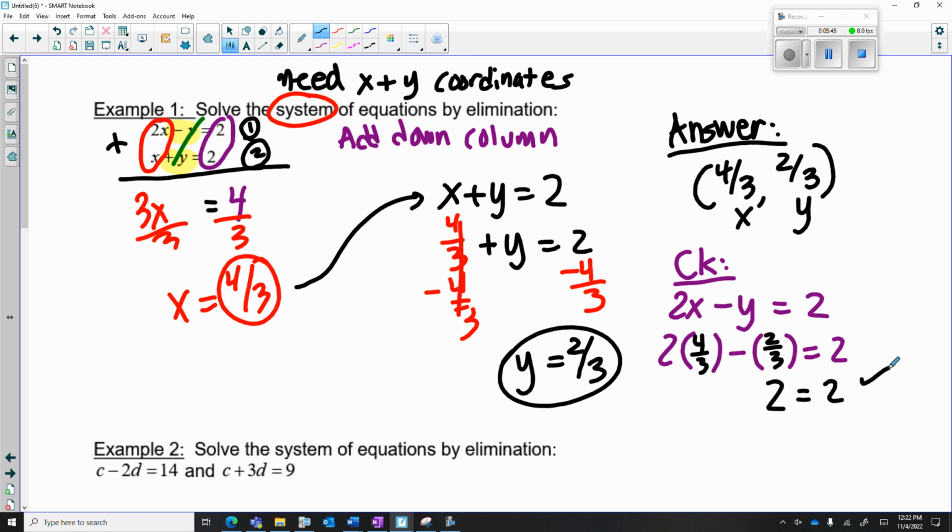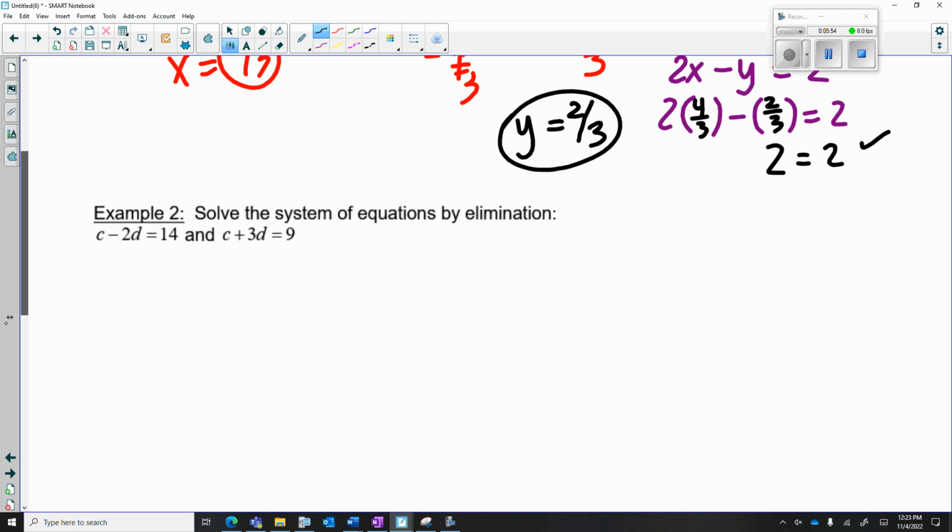So the answer can be written as a coordinate pair. It can be put in a solution set as well, like this. But notice we have x and y. All right, let's try another example. Here we go. Number 2.